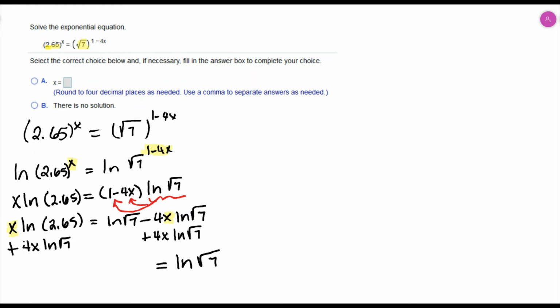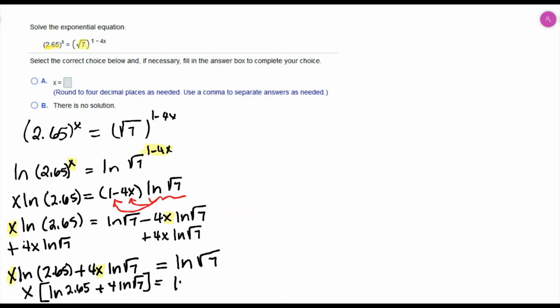And on the left, these are not like terms, so I'm not able to combine them together. So I'm just going to write it down. x natural log of 2.65 plus 4x natural log square root 7. Now that I've got the x's on the same side, I'm going to factor that x out. So now I have x times natural log of 2.65 plus 4 natural log square root of 7 equals natural log square root of 7. And now that I have x by itself, I'm able to divide both sides by what's in the brackets.